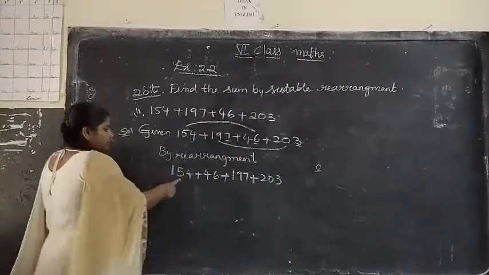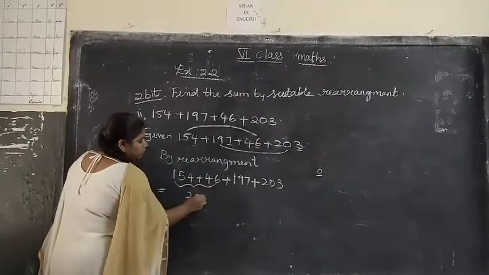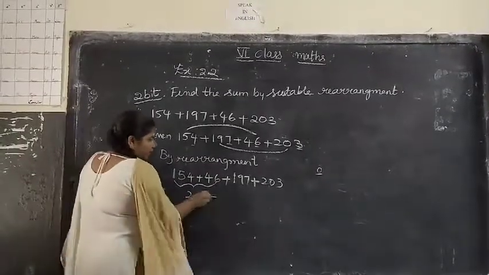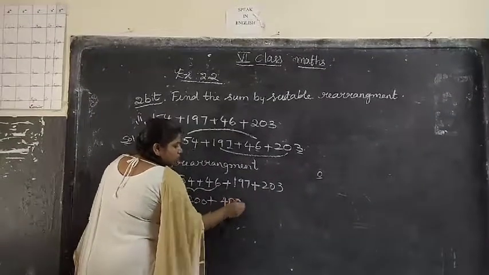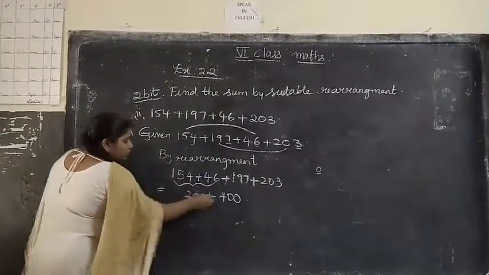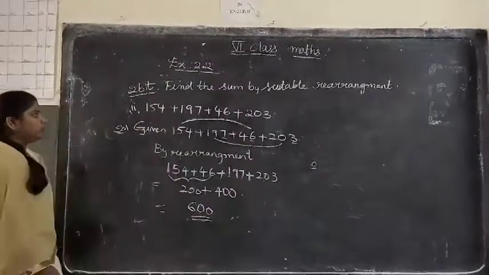So now you add these two values. 154 plus 46 will be equal to 200, plus 197 plus 203 will be equal to 400. So 200 plus 400 will be equal to 600. So this is our second bit.